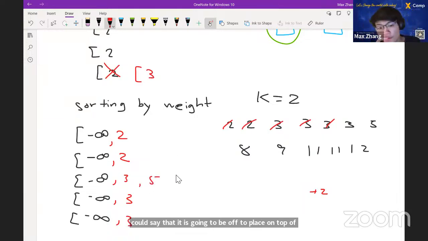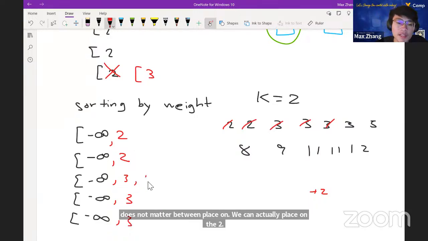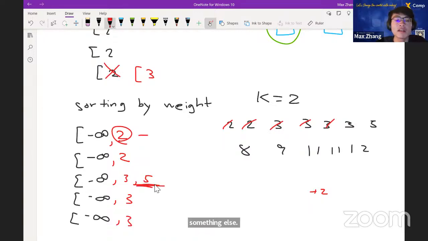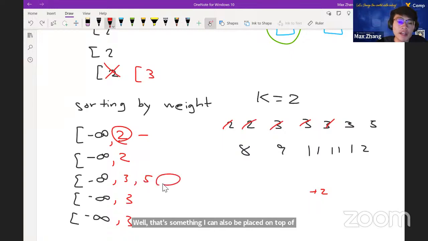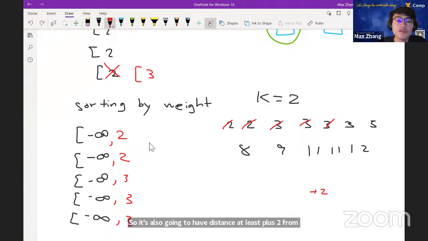But interestingly enough, for this problem, it actually does not matter which one we place it on. We can actually place it on the 2. And the way you can prove this is, suppose that you're placing it on the 3 because you want to save the 2 for something else. Well, then that something else can also be placed on top of the 3, because that something else is going to be greater than 5. So it's also going to have distance at least plus 2 from 3. So actually here it is okay for us to put the 5 on top of the 2 or on top of the 3.